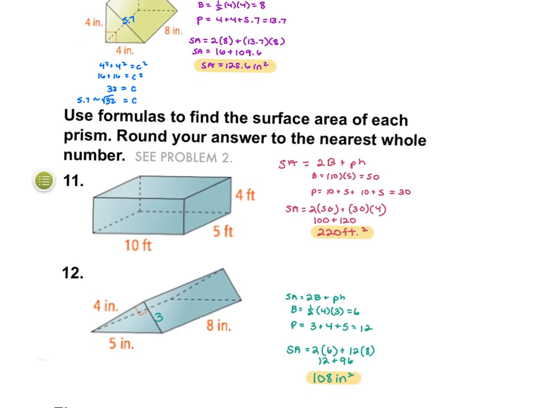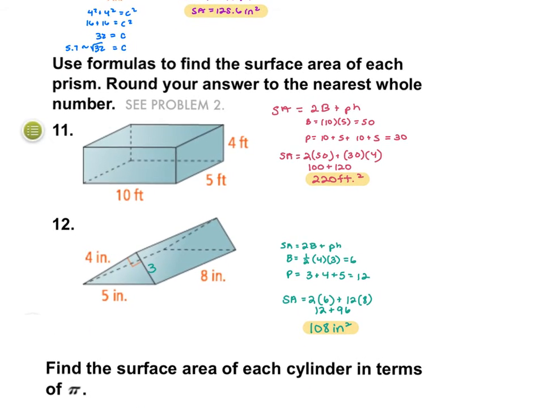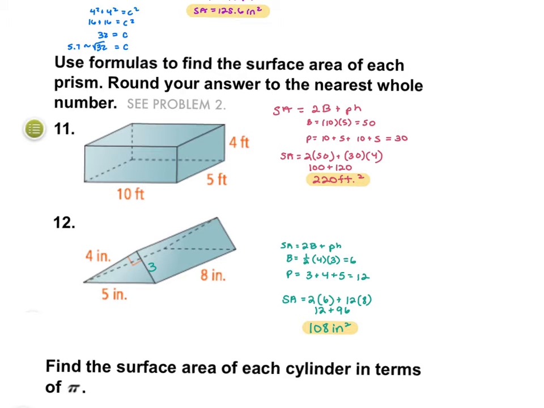Okay, 11, 12 were also areas of a prism. So 11, the base, top and bottom, 10 times 5 gives me the base area is 50. The perimeter is 30. And then the surface area is 220 feet squared.